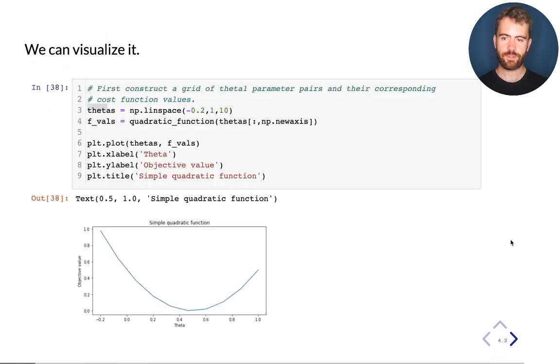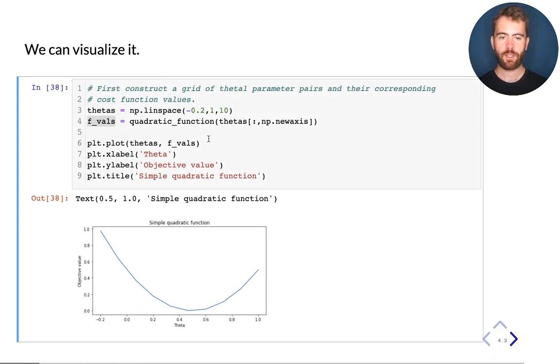We can easily visualize this function, and it looks as follows. Here I've taken a set of 10 samples of theta within the interval between minus 0.2 and 1, and I've computed the value of the quadratic function at each of these points. Visualizing these values, we obtain this nice blue curve, which has the distinctive shape of a quadratic function. It has a minimum here at around 0.5, and it has this smooth rate of change that's characteristic of a quadratic function, as you would expect.